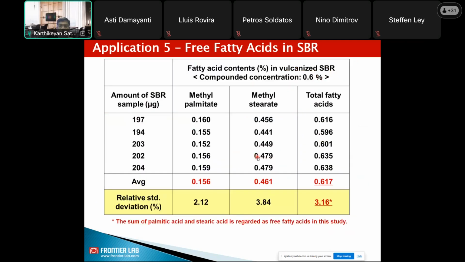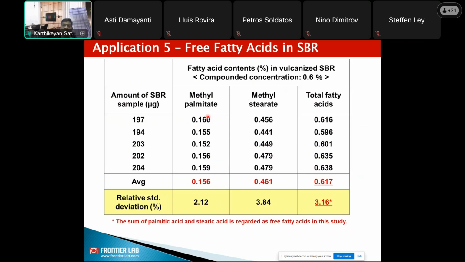In this case, we also demonstrate how reproducible it is. Here we have analyzed the rubber compound 5 times, where we try to estimate the methyl palmitate and methyl stearate, and we can see that the overall RSD is around 3.16. So this is the benefit of using the reactive pyrolysis approach compared to the normal thermal desorption, even for additive analysis.